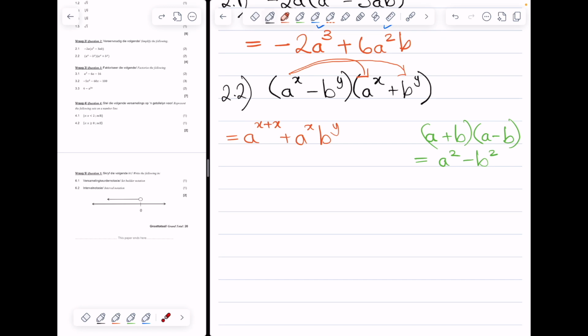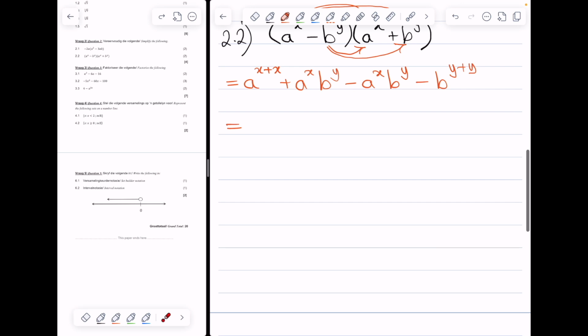Then I have, let's just clear this away. Then I have negative b to the power y times a to the power x. That gives me negative a to the power x, b to the power y. And then I have negative b to the power y times b to the power y. And that gives me negative b to the power y plus y.